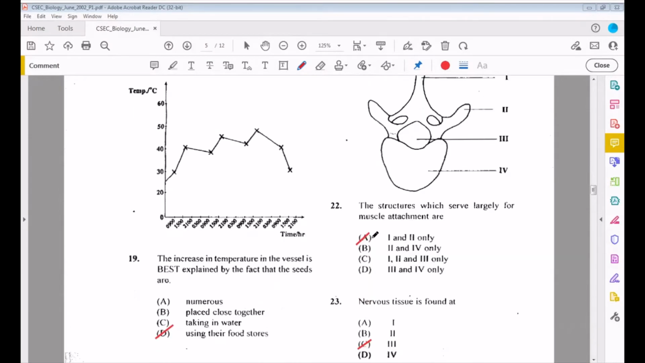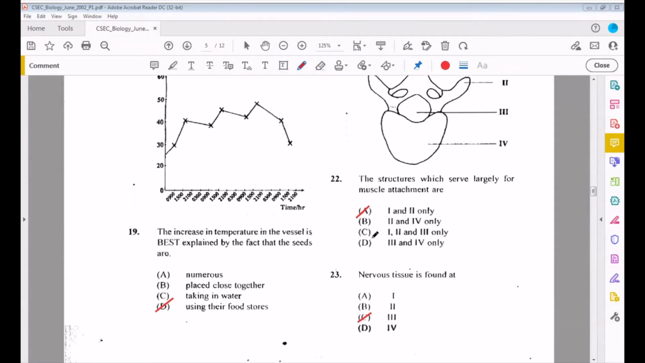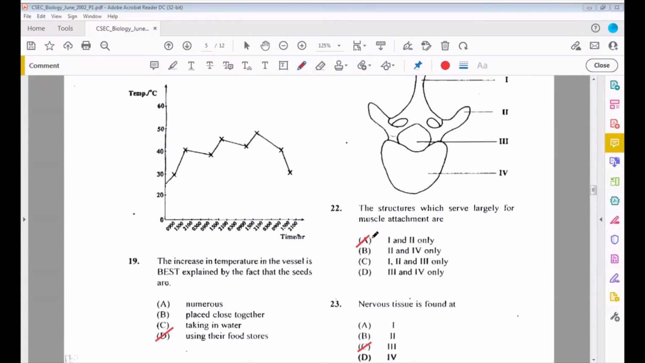So we have on the y-axis the temperature, and on the x-axis we have the time in hours and the data points that were plotted. So the question is, the increase in temperature in the vessel is best explained by the fact that the seeds are D, using their food stores.